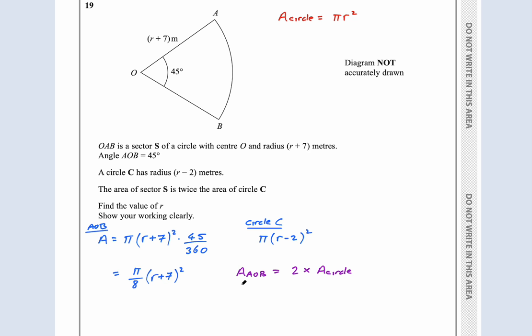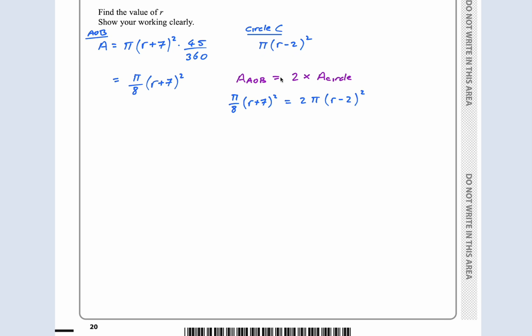Okay, area AOB is this, it's pi over 8 times r plus 7 squared. And area of the circle is 2 times pi times r minus 2 squared. Now guys, I could multiply out these brackets, but I'm going to show you there is a nicer way to solve this. Firstly, the pi's can cancel. I can divide both sides by pi. And then I can multiply across by this 8. So r plus 7 squared is equal to 16 times r minus 2 squared.